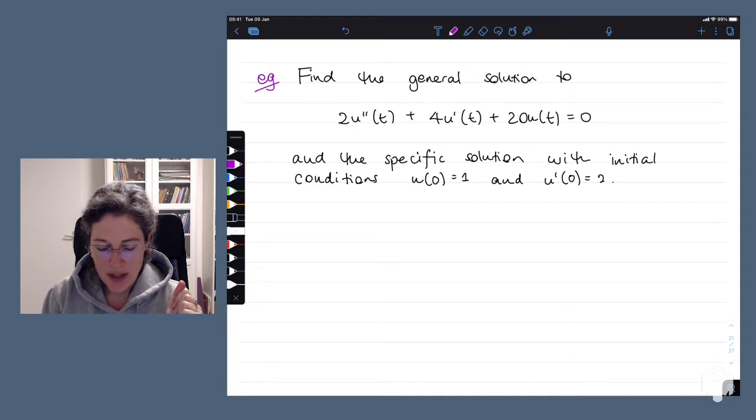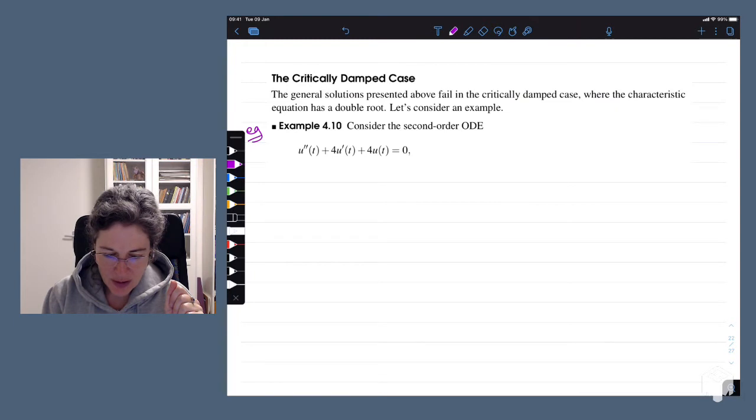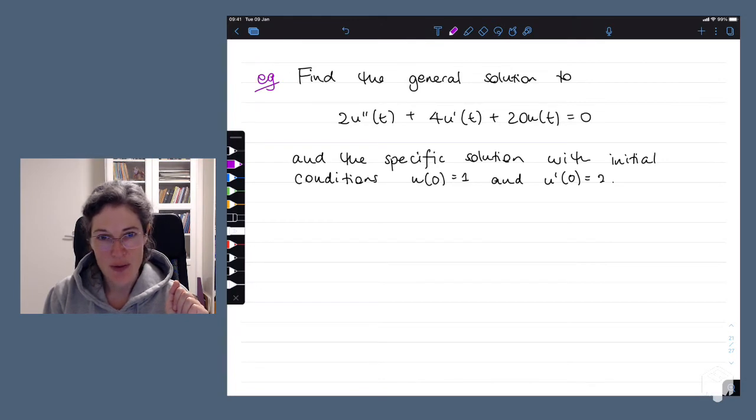But before then, I think it would be a good idea to just work through an example for yourself, and that will look at the previous cases. So I'm not telling you which of the cases it is. See if you can figure this out, and then come back and check. And after that, we will go on to the critically damped case, the case when we have two equal roots. Okay, so give this a go and then come back.